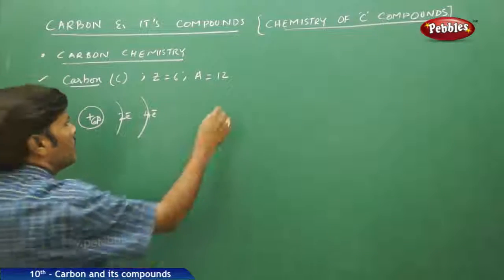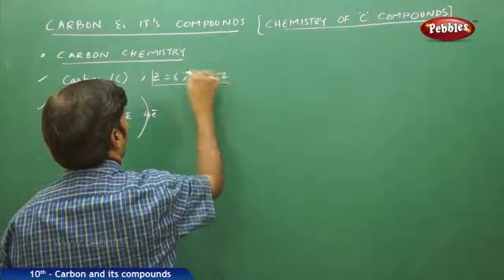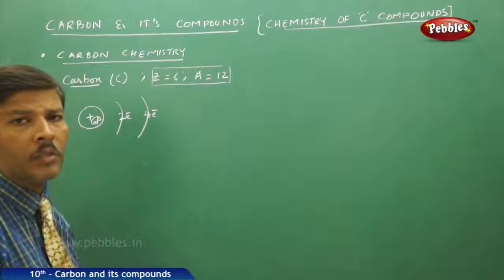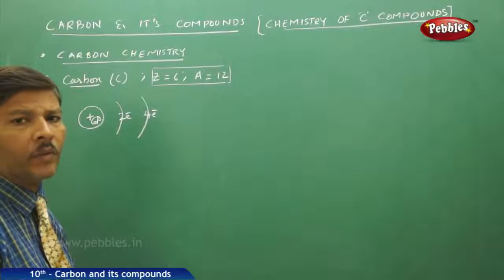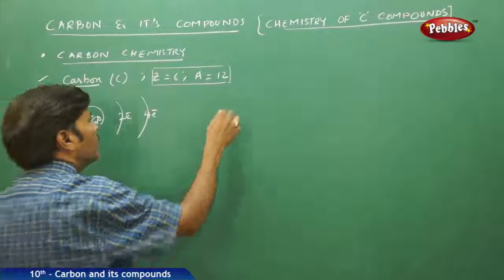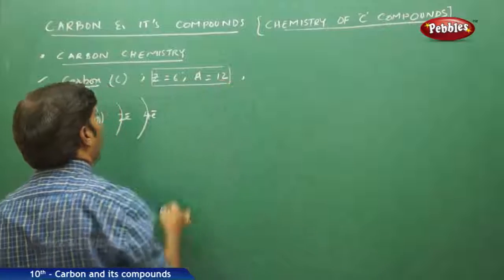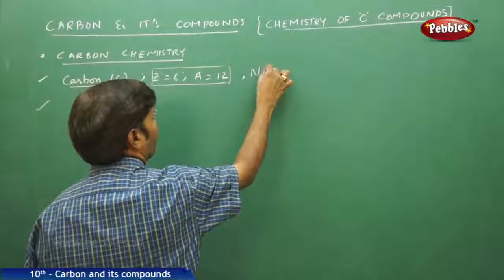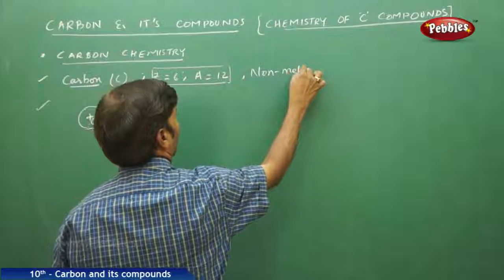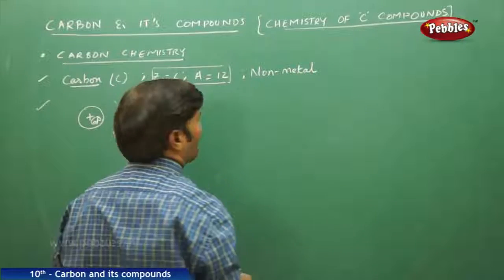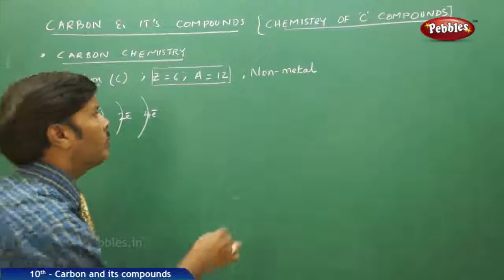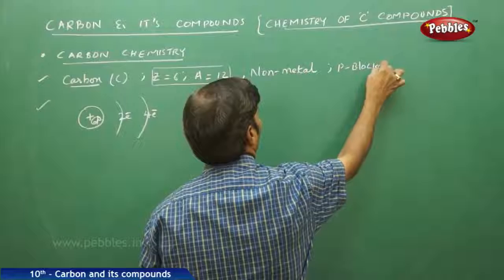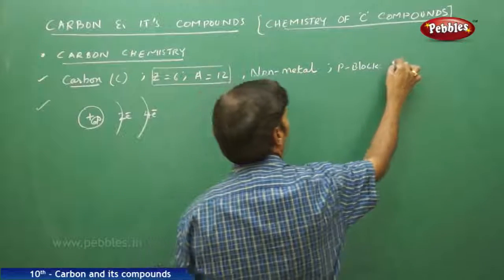This is the composition of the atom: the atomic number of carbon is 6 and the atomic weight of carbon is 12. Carbon is actually a non-metal, and it belongs to the P block of the periodic table.